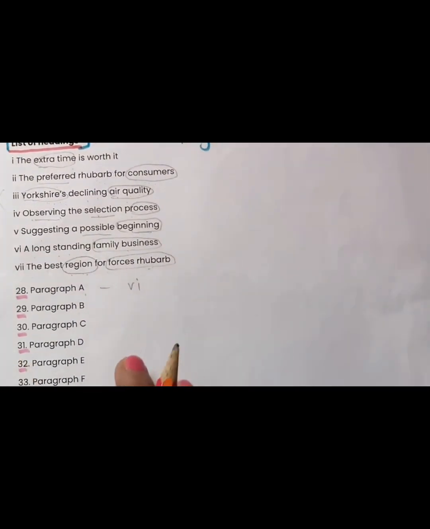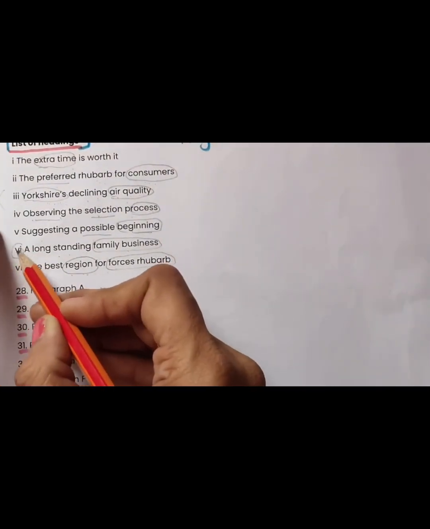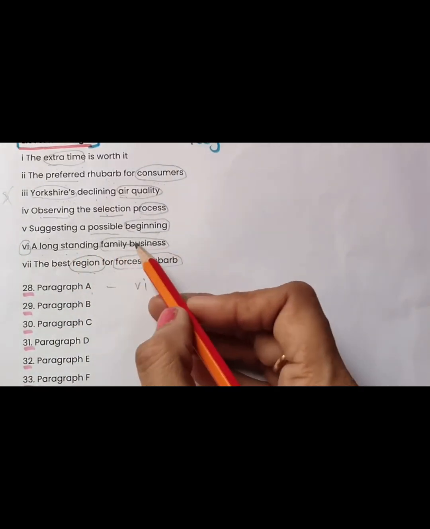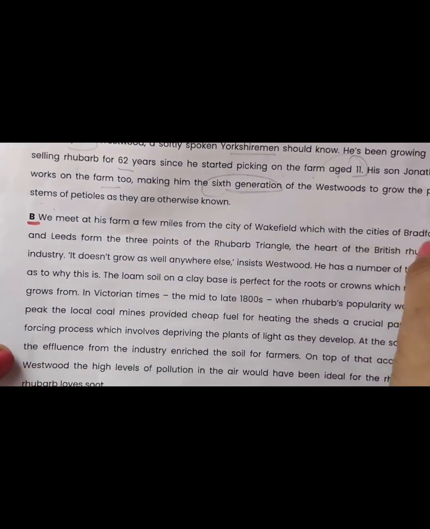Okay, now coming to paragraph B. So I have done this, so I will cut it like that. Okay, so you have to cut any heading that you have selected. Coming to paragraph B, you can see this.